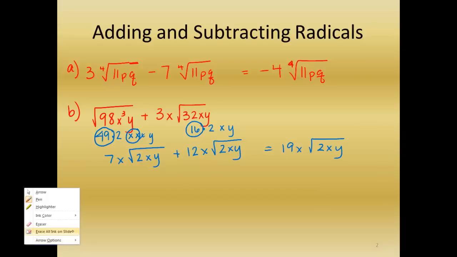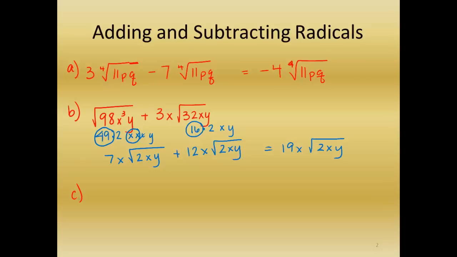Let's try another one. Okay, so for this example, let's go ahead with the cube root of 64 m to the 4th n to the 5th minus the cube root of negative 27 m to the 10th n to the 14th. Because I'm working with a cube root, I'm looking for perfect cubes. So I need to be certain that I'm not thinking in the square root idea, looking for perfect squares, but I'm actually looking for perfect cubes.